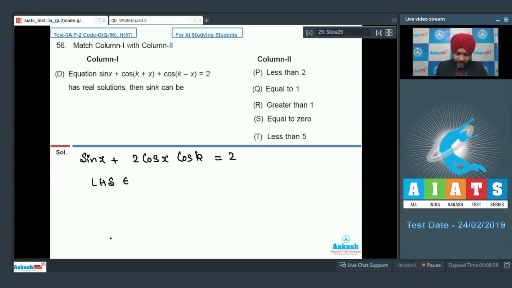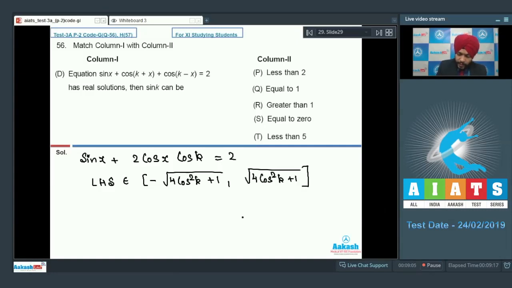Now students, the left hand side is in auxiliary format. A sin x plus b cos x, where a is equal to 1, b is equal to 2 cos x. So the left hand side will belong to minus under root of 4 cos square x plus 1 to plus under root of 4 cos square x plus 1.